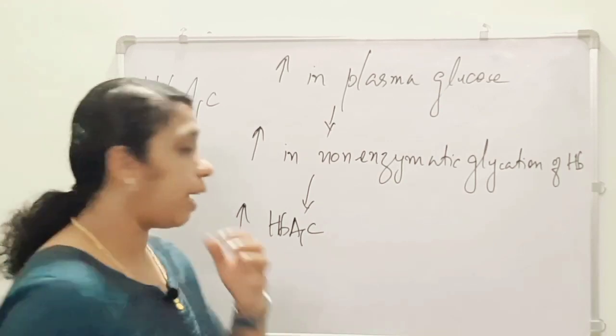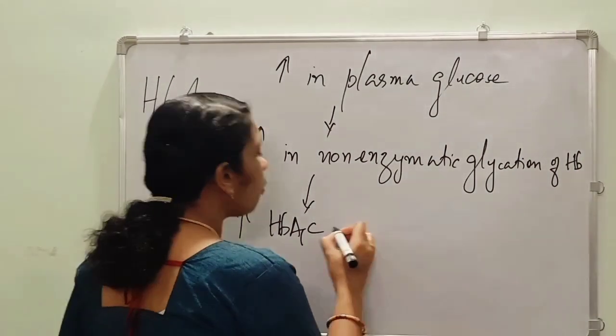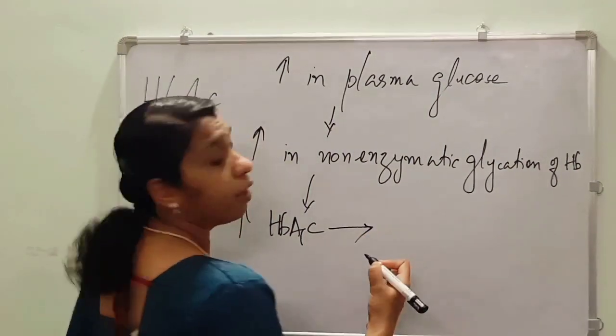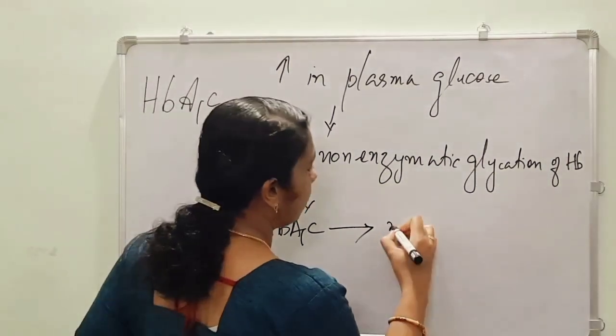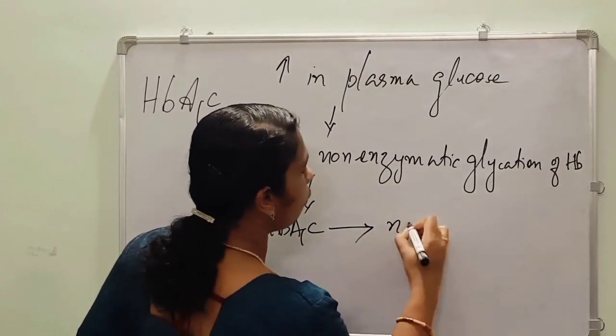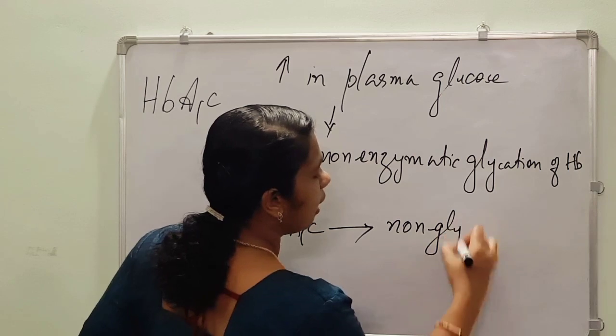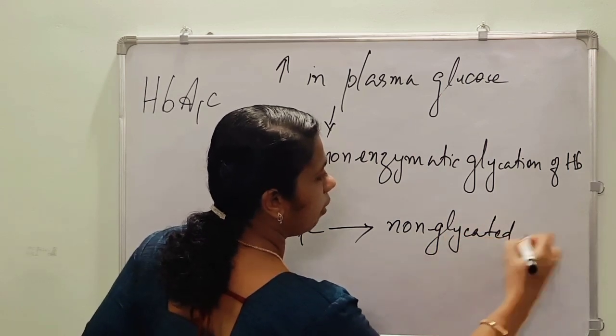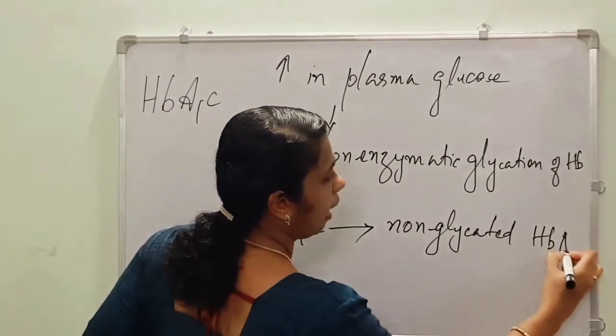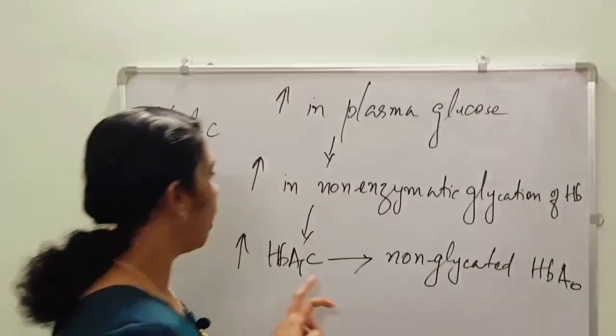HbA1c, which is a fraction of what? Non-glycated hemoglobin, HbA0. Okay, HbA0.